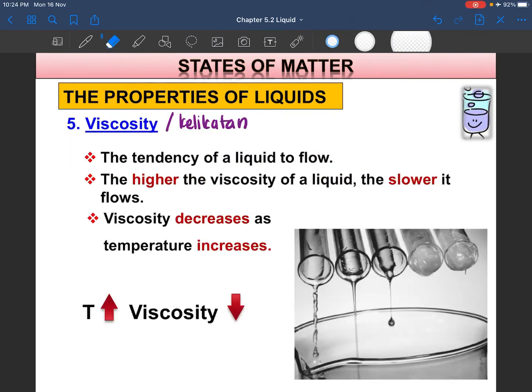Okay. Okay, so kita tengok the next properties of liquid, iaitu viscosity. Viscosity in Malay adalah kelikatan. Okay, so the tendency of liquid to flow itu adalah viscosity. Okay, so kiranya kalau lagi tinggi viscosity, the higher the viscosity of a liquid, the slower it flows. Okay, so lagi tinggi viscosity, lagi susah liquid tu nak flow. Okay, so ataupun dalam bahasa Melayu dia, lagi likat liquid tu, lagi susah lah liquid tu nak flow. Okay, so contoh yang paling senang yang saya rasa kita selalu jumpa adalah honey versus water.